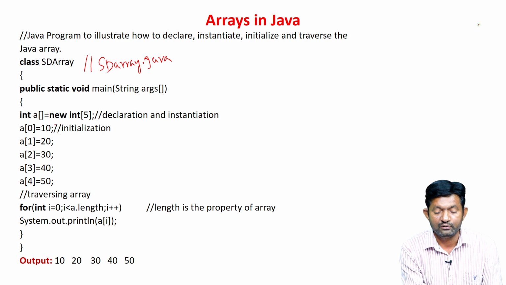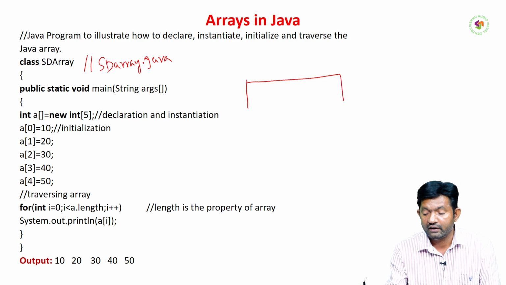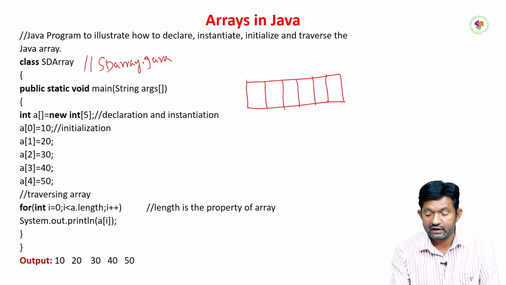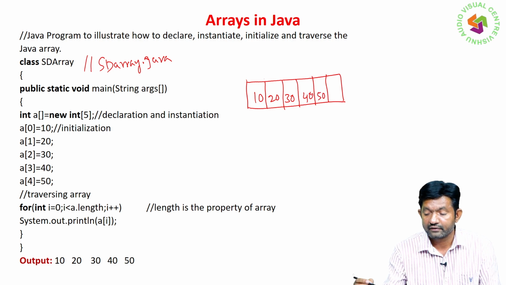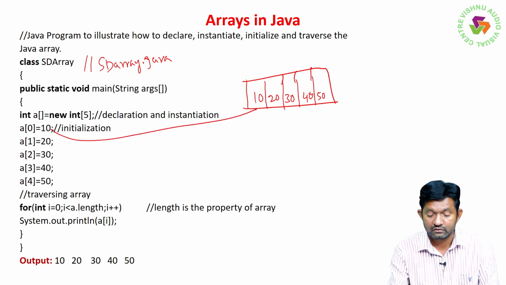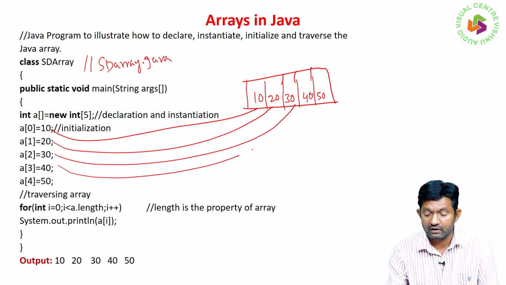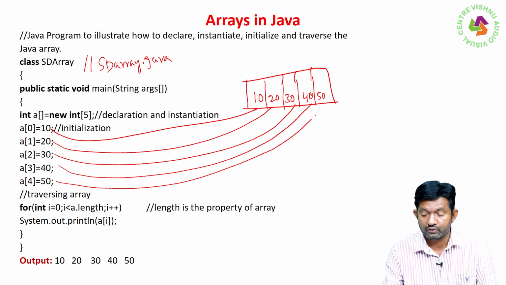int a = new int[5] means it is allocating five array elements like this: 1, 2, 3, 4, 5. And now a[0] is 10, a[1] is 20, 30, 40 and 50. Now it is a[0], a[1], a[2], a[3] and a[4].